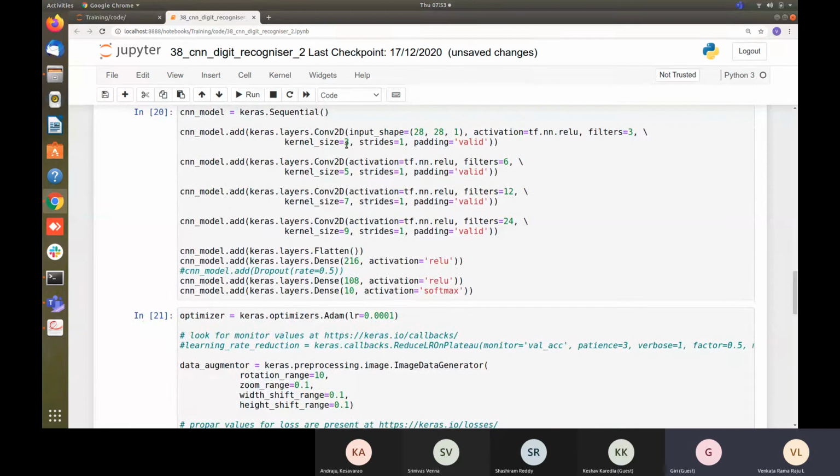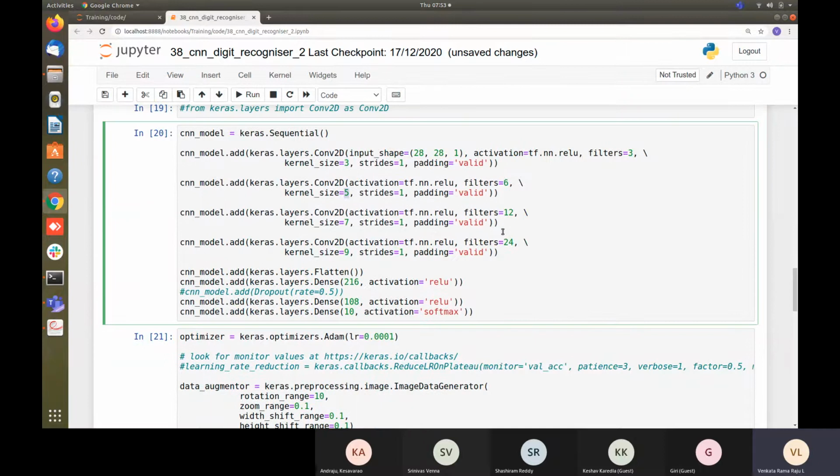See this here also. Kernel size is the filter size: 3 by 3, 5 by 5, 7 by 7, 9 by 9. Filters are the number of filters. I think yesterday I said it in a different way. Do you want 3 filters with 3 by 3 by 1? Because the input layer dimensionality is 1, so 3 by 3 by 1.